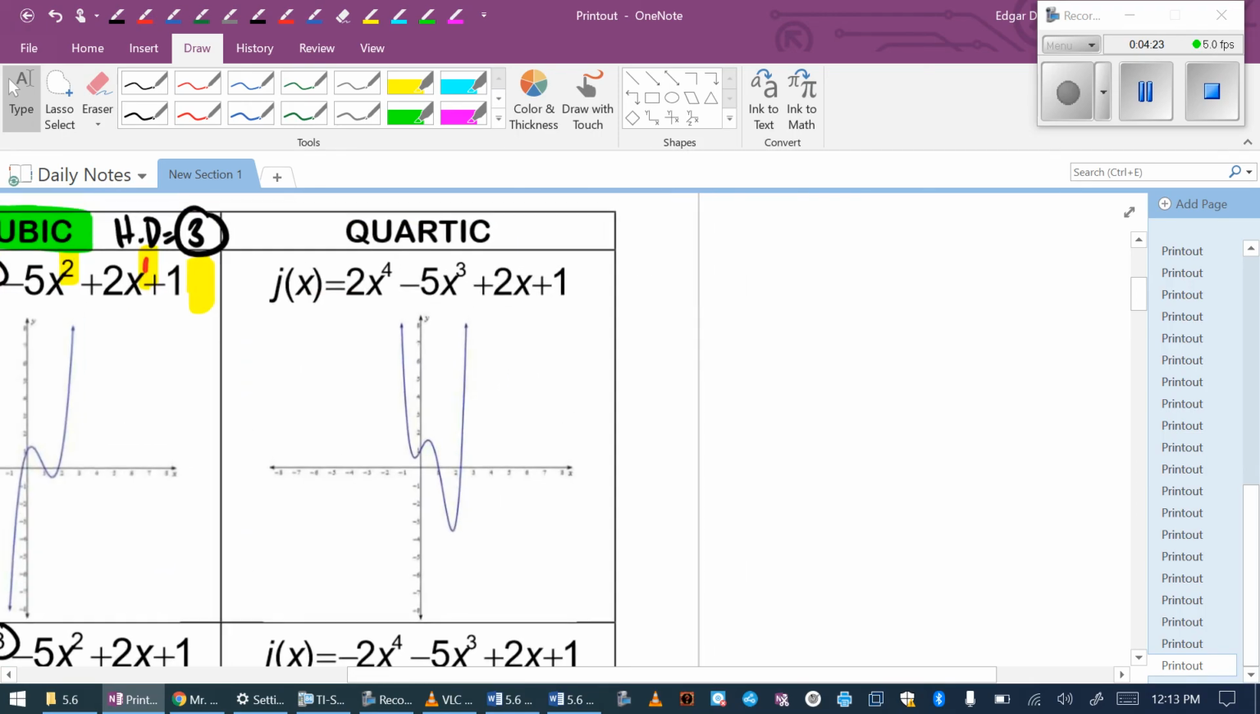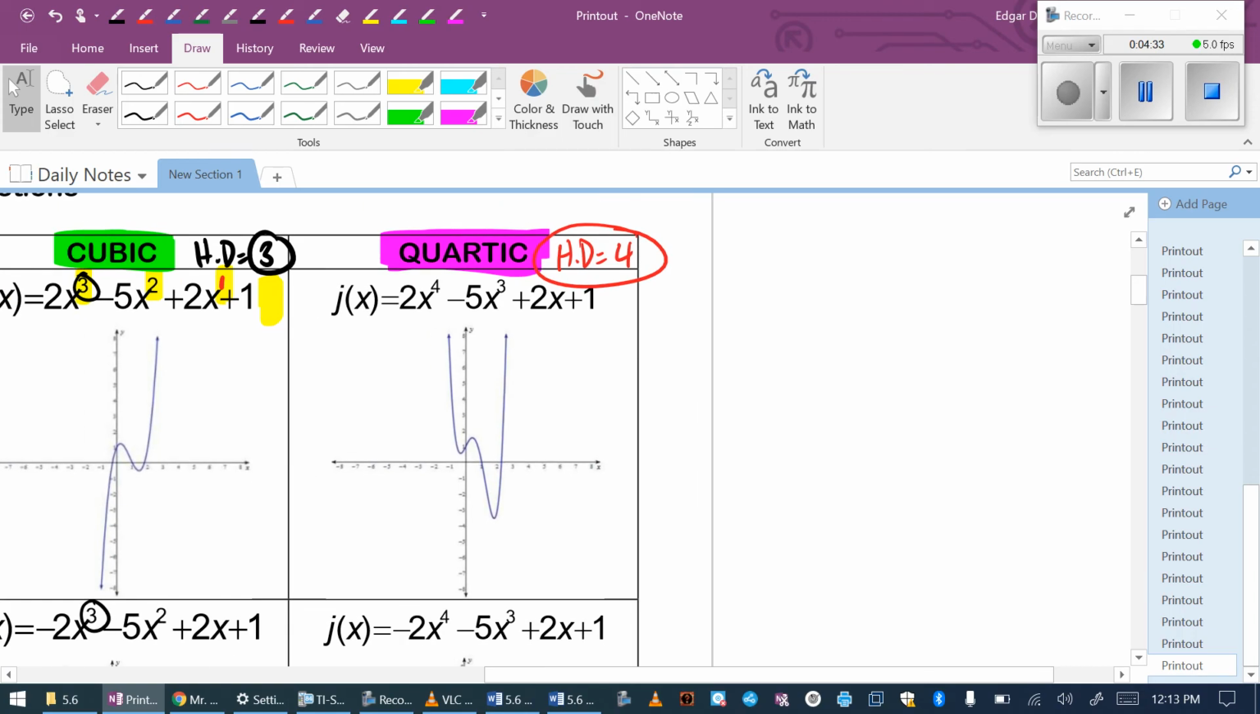The next one is going to be a quartic. And a quartic actually has a highest degree of 4. Okay? So if your highest degree is 4, you have a quartic. All right? Same thing, guys. If you look at all, whoops, sorry.